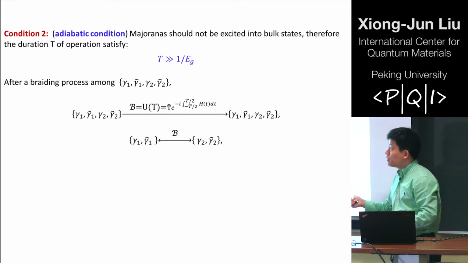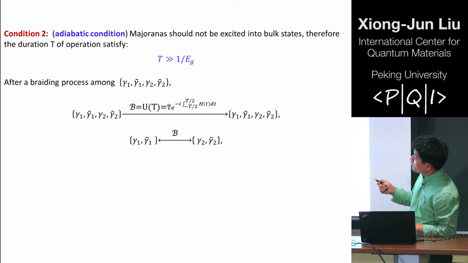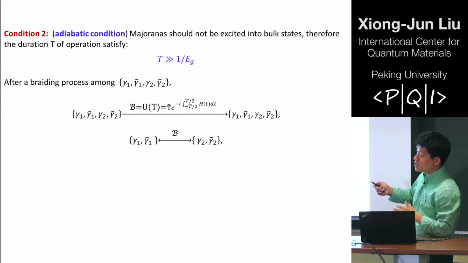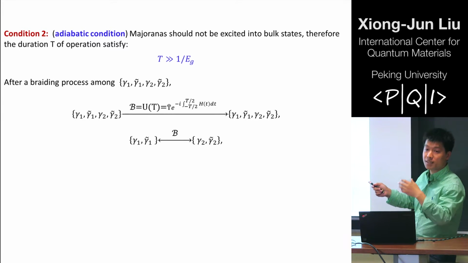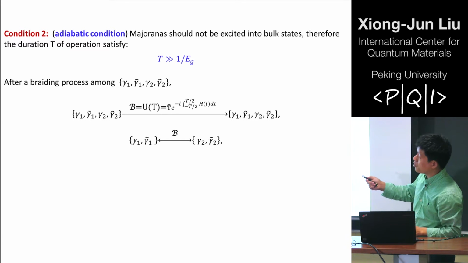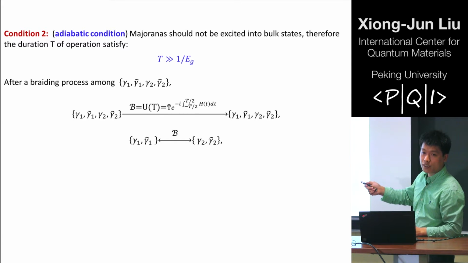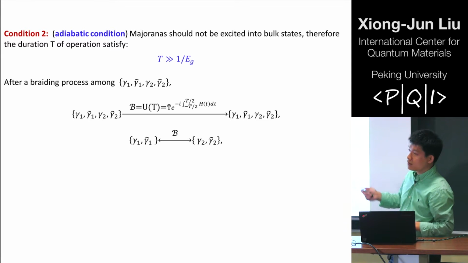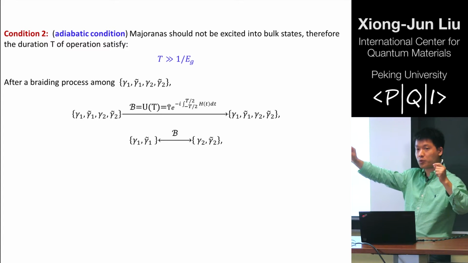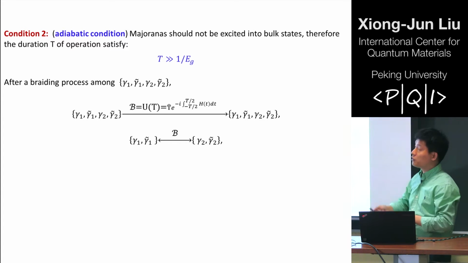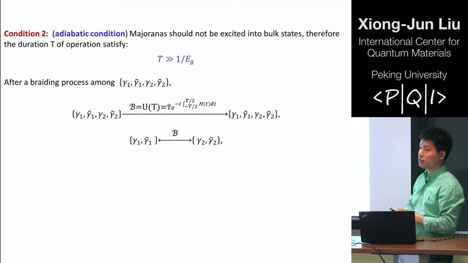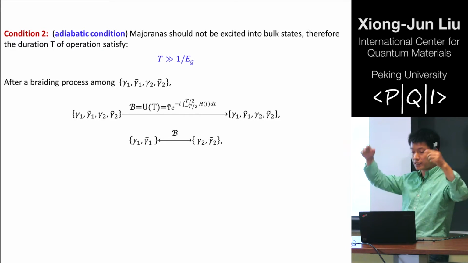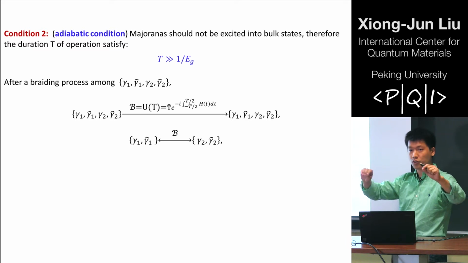Once you have this adiabatic condition, the good thing is that you can consider the braiding within the subspace of the 4 Majorana Kramers pairs, the 4 Majorana fermions. Consider the braiding for the 2 Kramers pairs. Under the adiabatic condition, you don't need to worry about the excitations. You only consider the 4 ground states.